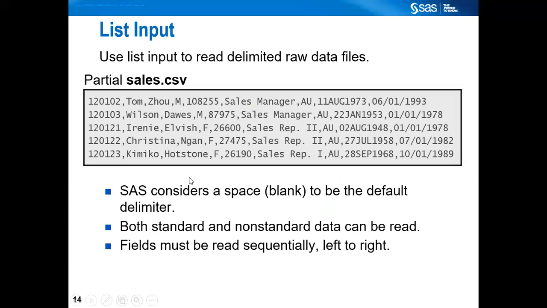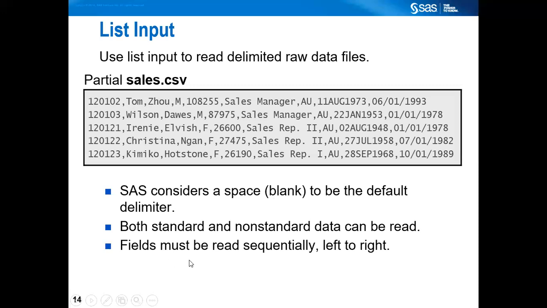SAS considers space, that is a blank value, as the default delimiter. Both standard and non-standard data can be read. Delimiter means that if there is a space between two values, SAS understands that this is one value and that is another value. So because of the blank, it understands that these are two different values. So that is the default delimiter.